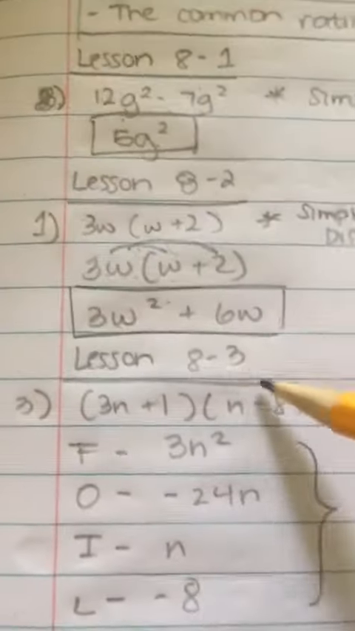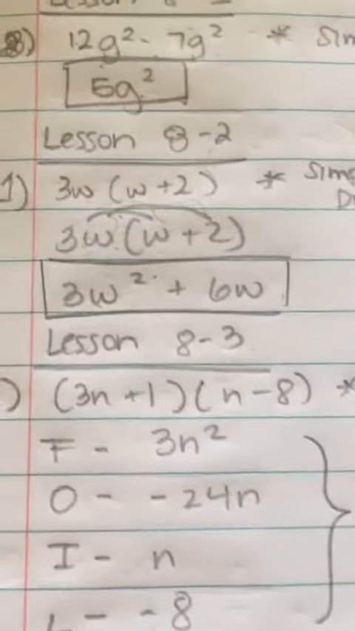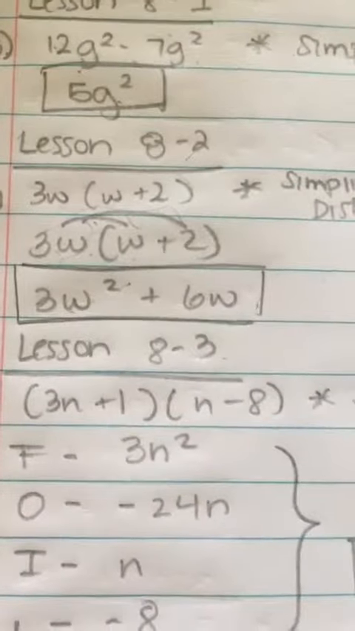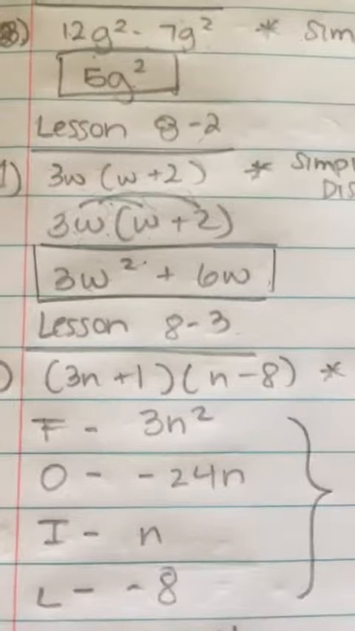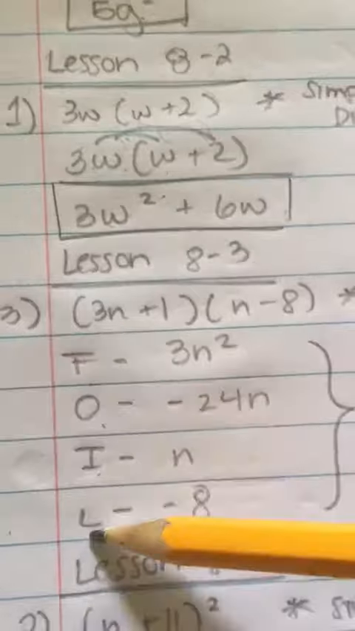For lesson 8-3, I decided to do number 3, which is 3n plus 1 and n minus 8. And I decided to use the FOIL method. The FOIL method is basically multiplying the first terms, the outer terms, the inner terms, and the last terms.